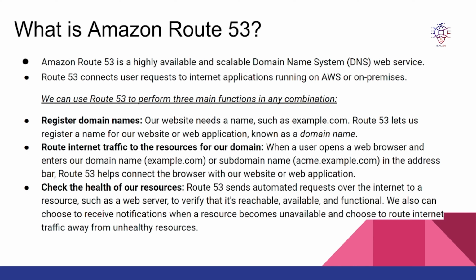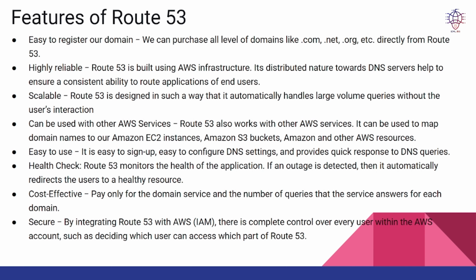The third function is check the health of our resources. Route 53 sends automated requests over the internet to a resource such as a web server to verify that it is reachable, available and functional. We can also choose to receive notification when a resource becomes unavailable and choose to route internet traffic away from unhealthy resources. Moving to the next slide, now we will discuss the features of Route 53.